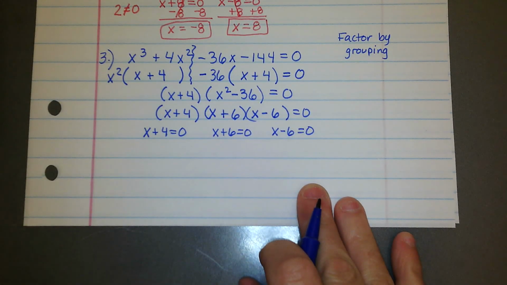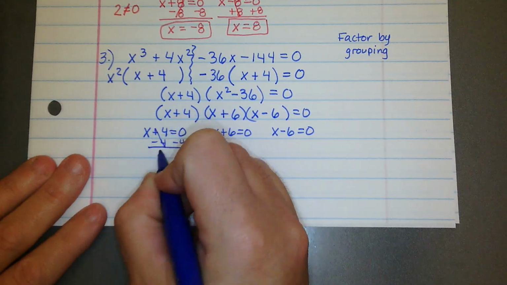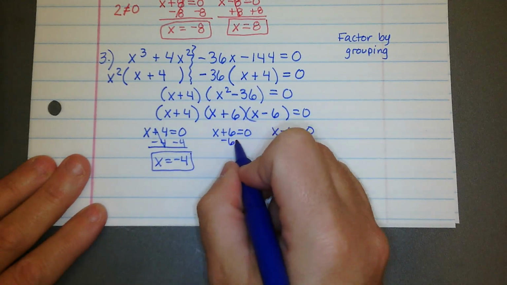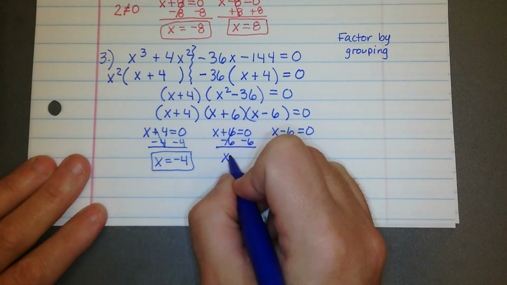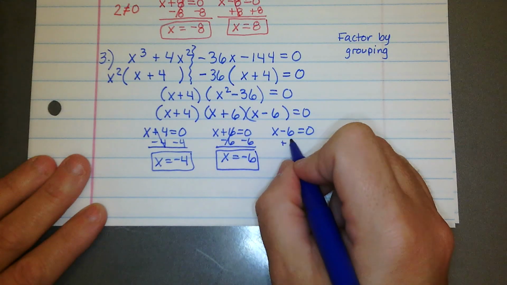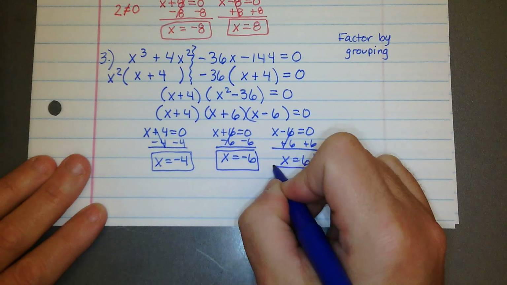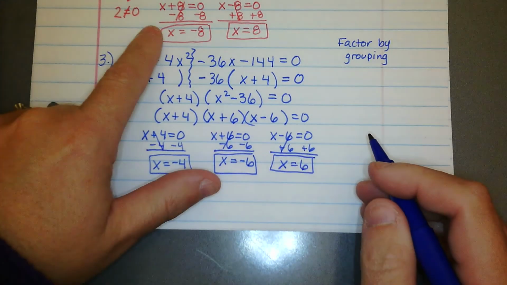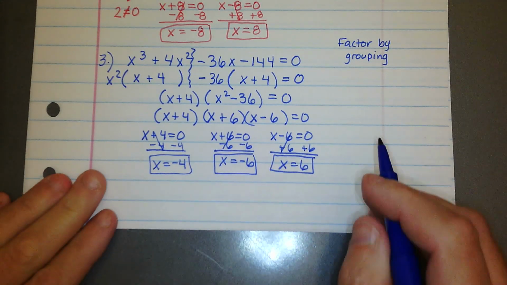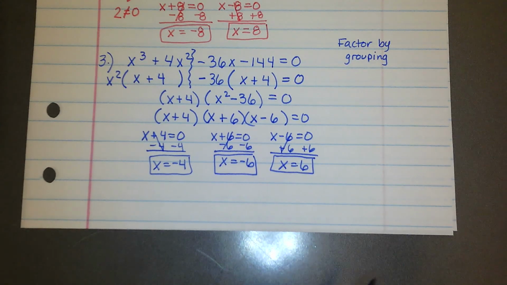This is how you do factor by grouping to solve a cubic. You're going to subtract 4 to get x by itself here. That's a negative 4. That's a solution. You're going to subtract 6 to get x by itself here. That 0 minus 6 is negative 6. That's a solution. And you're going to add 6 to this side to get x by itself, to get positive 6. So our cubic is going to cross the x-axis at negative 4, negative 6, and positive 6. These are your roots, your solutions, your zeros, your answers for number 3.